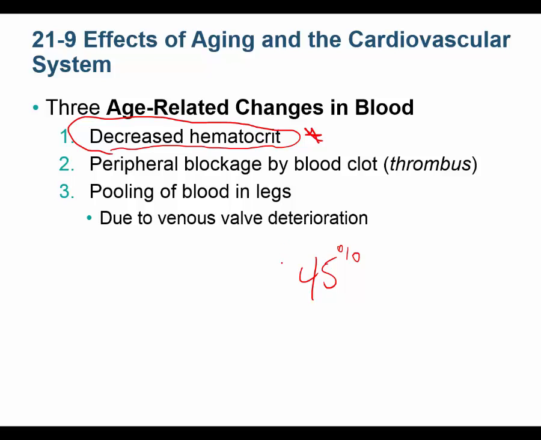By the way, having said that, sometimes the elderly females show an increase in their hematocrit. Now, why would that be? That would be because of menopause. They no longer are menstruating once a month.